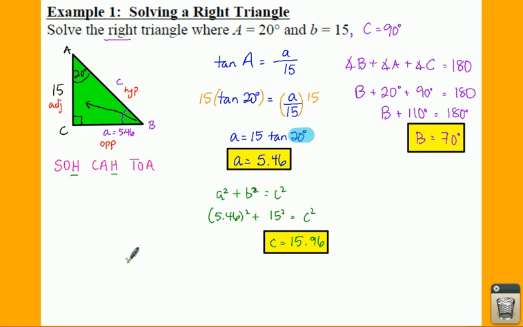Remember, anytime you solve a right triangle, you need to find all three angles and all three sides. You can use any combination of things. In this problem alone, we used SOHCAHTOA to find side A. We used just adding three angles up to equal 180 to find angle B, and then we used the Pythagorean theorem to find out what C is. You could use different manners of finding these. There's no exact way that everybody has to do, but I thought I would just show you that wonderful little example and show you how to solve a right triangle.